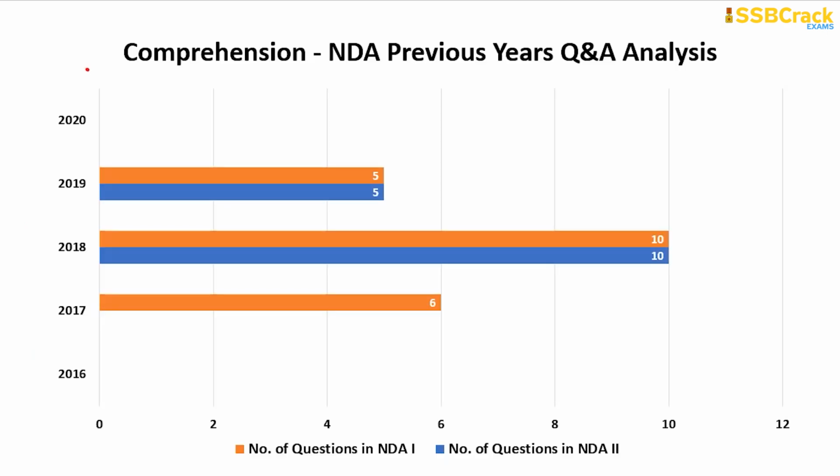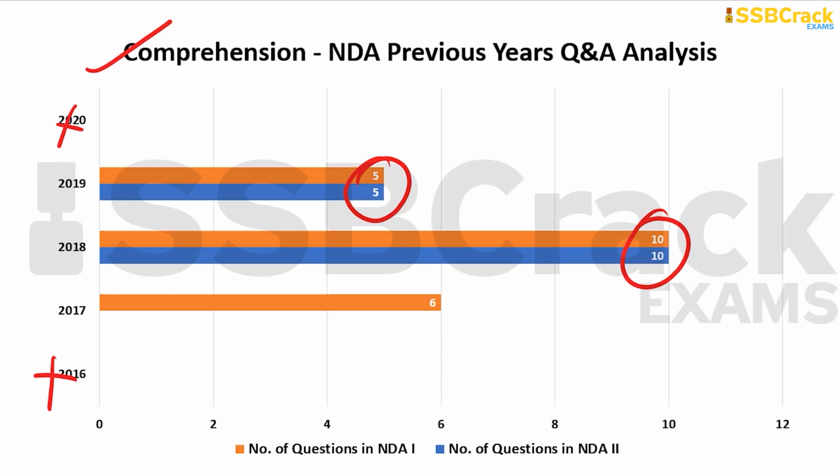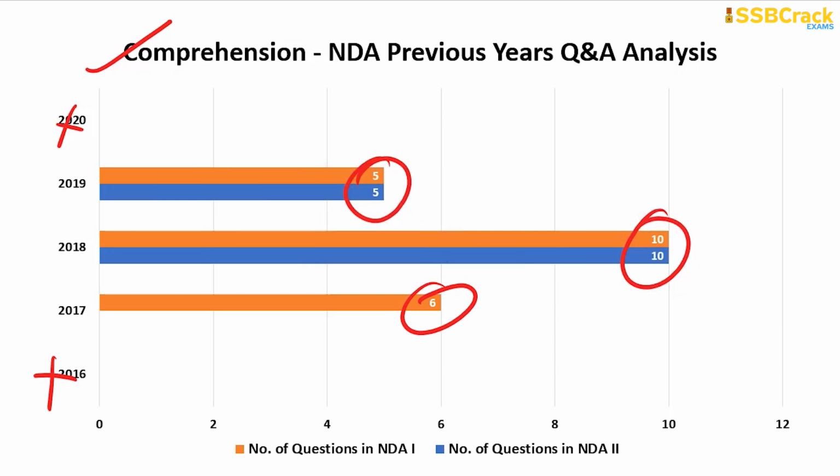Now we will come to the last topic, which is comprehension. Though no questions came in NDA 1 and 2 2020 from this topic, also in 2016, you can easily expect 5 to 10 questions, because 5 questions came from this topic in NDA 1 and 2 2019 and 10 questions in NDA 1 and 2 2018. 6 questions came in NDA 1 2017. So 5 to 10 questions again you can expect from this topic, again carrying 20 to 40 marks.